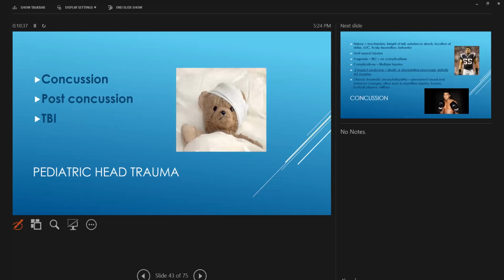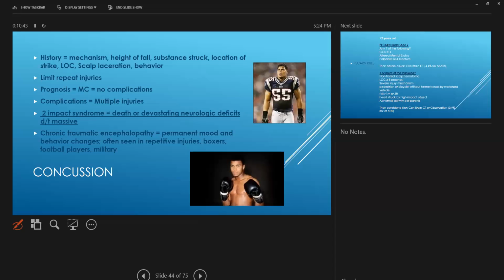So talking about pediatric head trauma, so we've got concussion, post-concussion syndrome, and traumatic brain injury. So a concussion, right? So it's basically a bruised brain, right? You get hit hard enough, the brain has some sort of trauma to it. It disrupts electrical flow. The brain needs to heal.